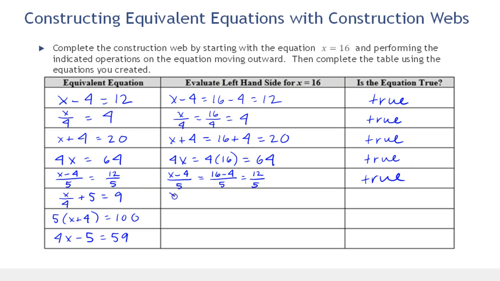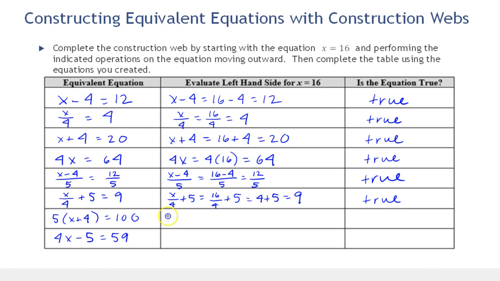Here we have x over 4 plus 5. Replacing x with 16 is 16 over 4 plus 5. Now we have division and addition. We do division first. 4 plus 5, which is 9. And the right-hand side of this equation is 9, so it is true.